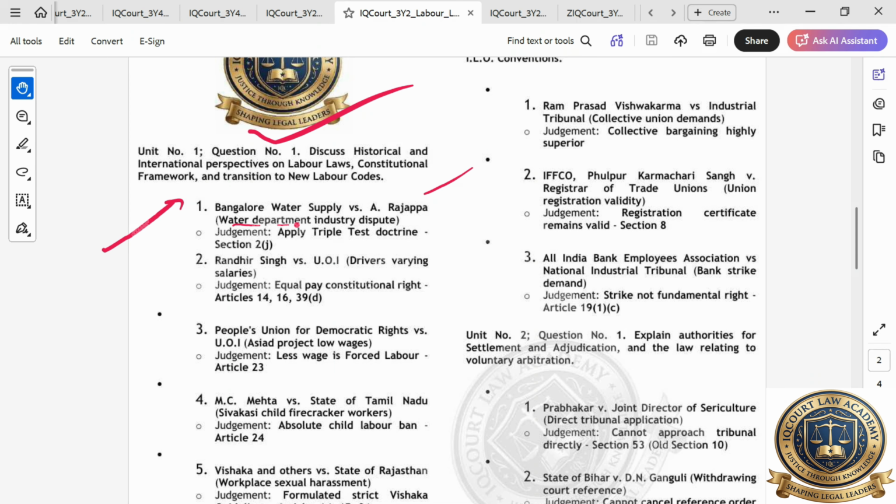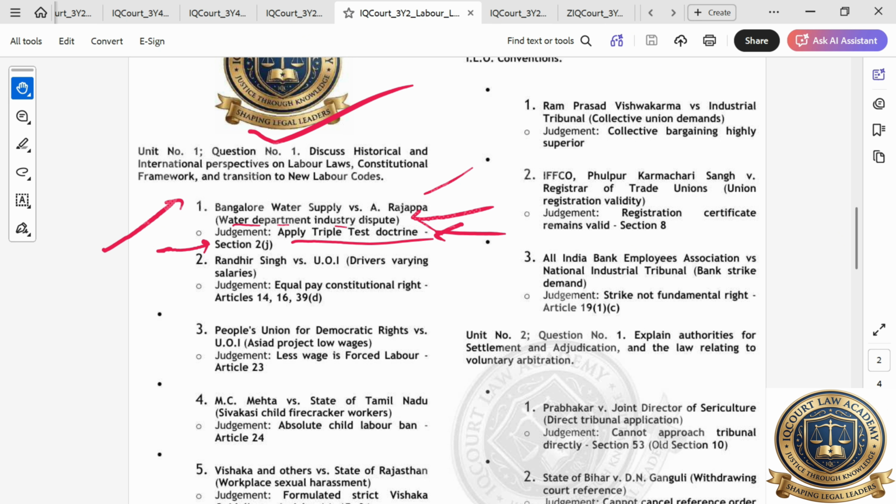In this, the dispute came up on whether the water department is an industry or not. That question came, so the court applied the triple test formula. That happened as per the old act, which is the reason we have mentioned the old section. You don't need to mention it now, since the syllabus has changed. You just have to mention the judgment. That is sufficient.